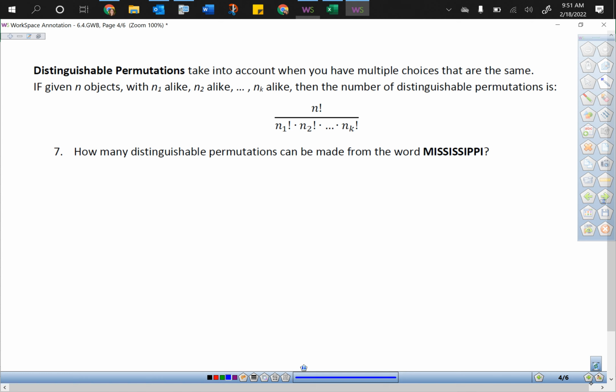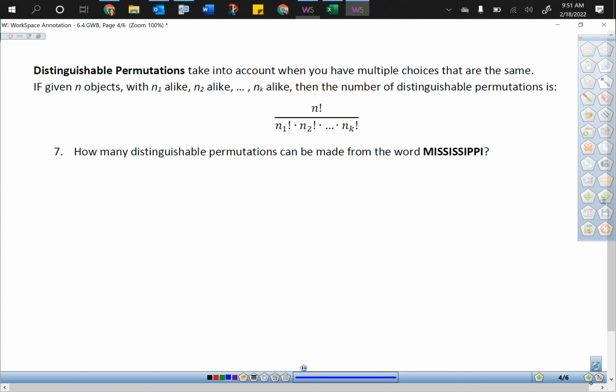Number 7 talks about distinguishable permutations. Distinguishable permutations take into account when you have multiple choices that are the same. So if n objects with n sub 1 alike, n sub 2 alike, and n sub k alike, then the number of distinguishable permutations is given by this. That makes zero sense when you talk about it in math talk. But if we give you an example, it's going to be a lot more understandable.